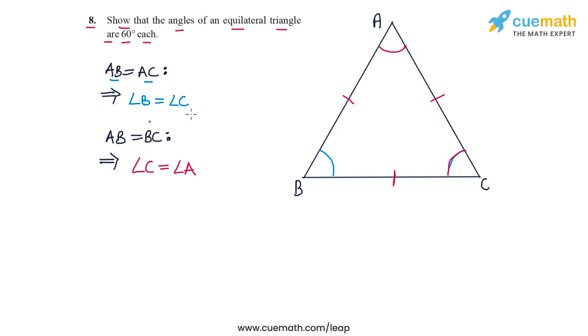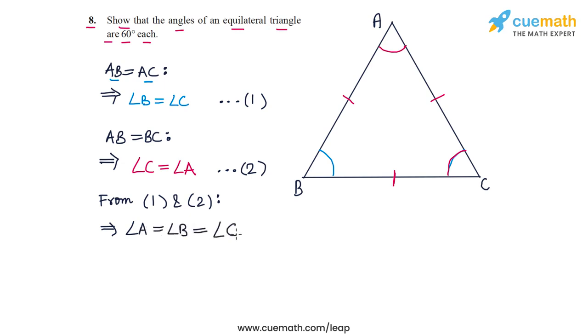So the two equalities we get are angle B equal to angle C and angle C equal to angle A. From these two equalities we can conclude that all three angles are equal. So from 1 and 2, what do we have? We have angle A equal to angle B equal to angle C. Now we also know that the sum of these angles must be equal to 180 degrees because that's the angle sum property in a triangle. So if all three angles are equal and their sum is 180 degrees, then we can conclude that angle A equal to angle B equal to angle C, all three will be equal to 180 degrees by 3, and that is equal to 60 degrees.